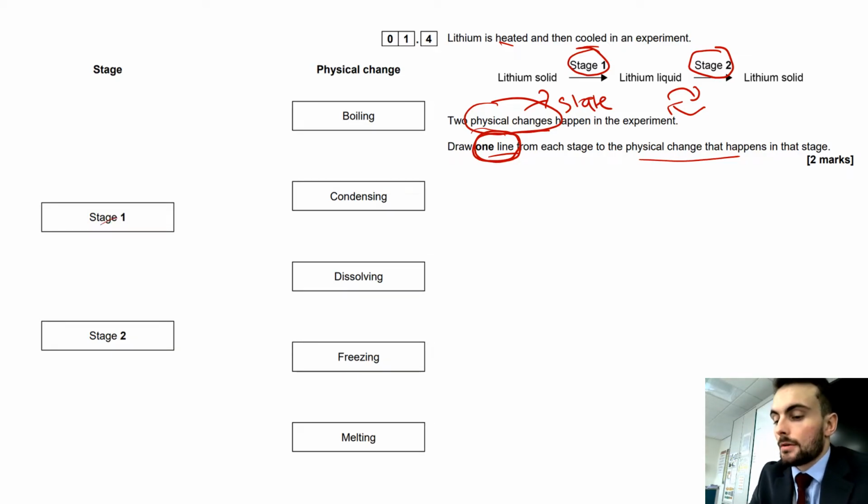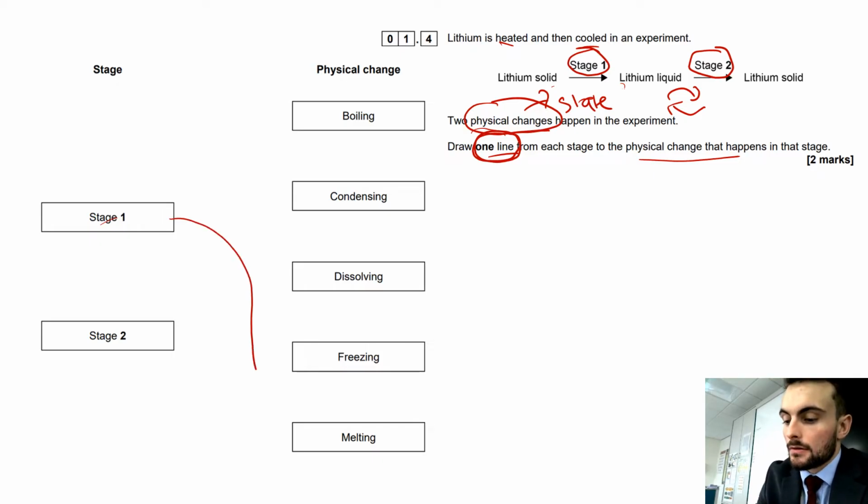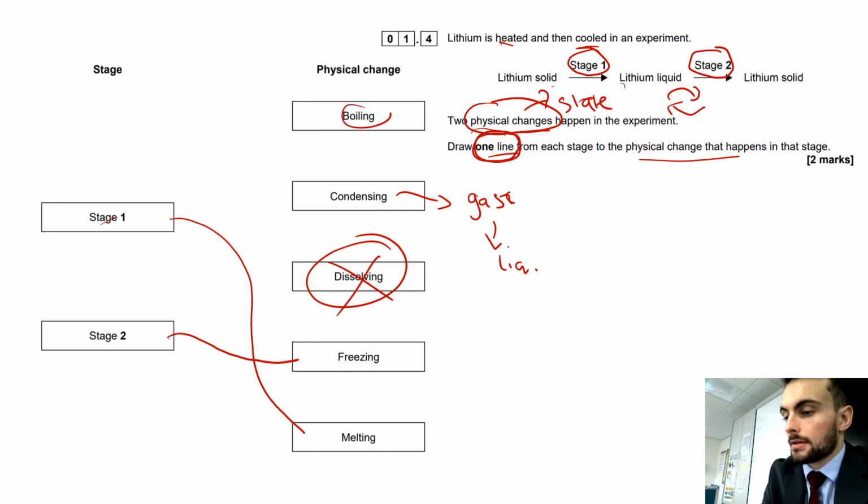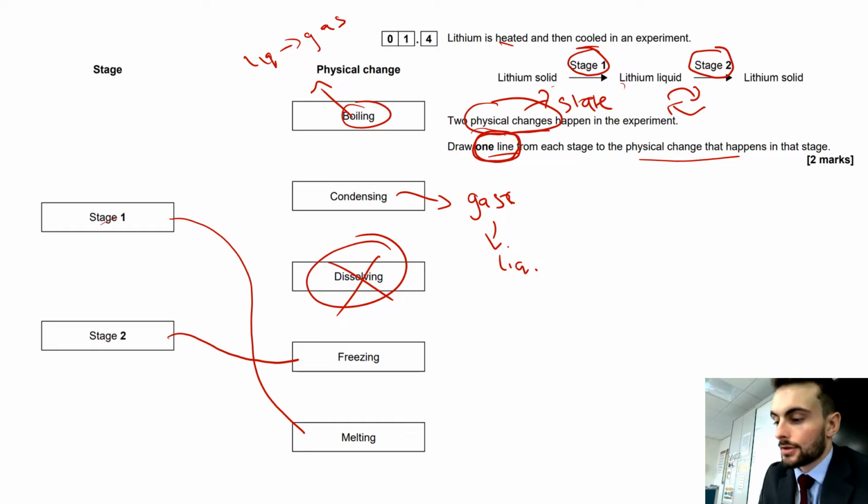So first one, stage 1. What's happening? It's going from a solid to a liquid. What do you call that for stage 1? The answer is melting. And then for stage 2, it's talking about a liquid turning back into a solid. The answer is freezing. We know that because this one is not talking about state changes, like dissolving salt in water. It's not a state change. Condensing is a gas back into liquid, and boiling is liquid turning into a gas. So you just need to know your state changes for that one.